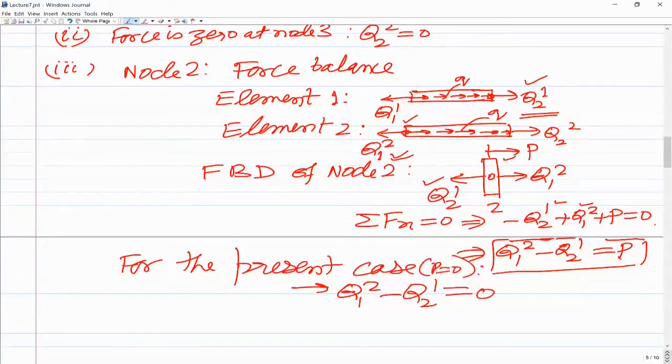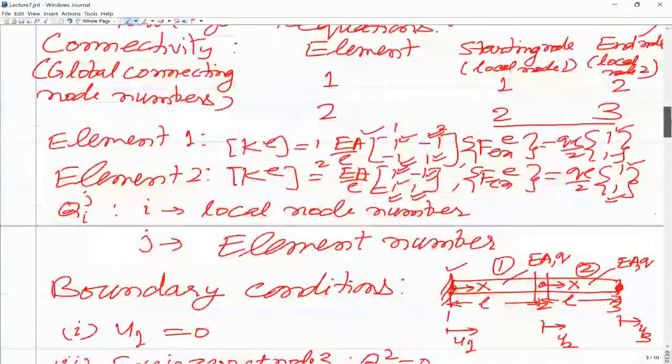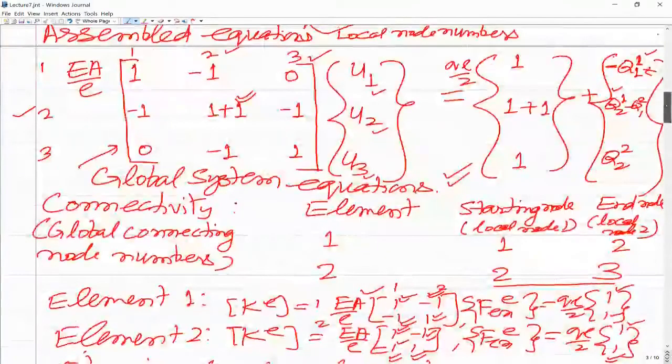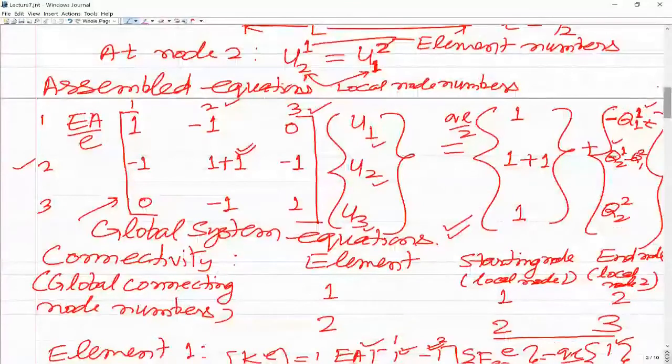So now, let me go back to this equation again, the assembled equation. If you look at the number of unknowns, before we look at the boundary condition, the unknowns are u1, u2, u3, and also q11, q21, q12, q22. So there are too many unknowns, the equations are only three, so we cannot solve. Therefore we go for the boundary condition. The element level stiffness matrix is singular, and the assembled stiffness matrix before the imposition of boundary condition is also singular, so we cannot solve for u1, u2, u3.